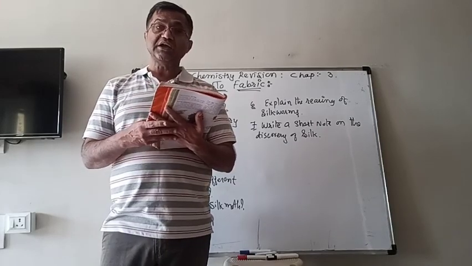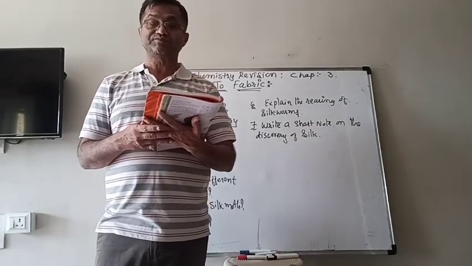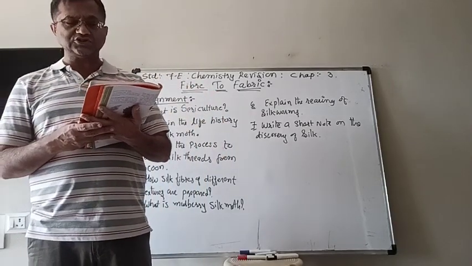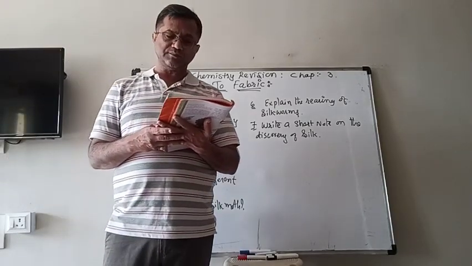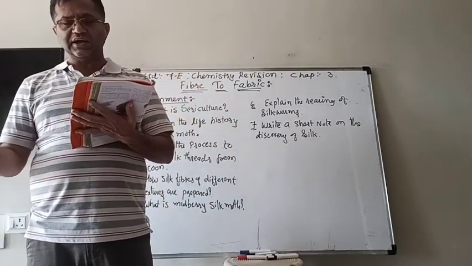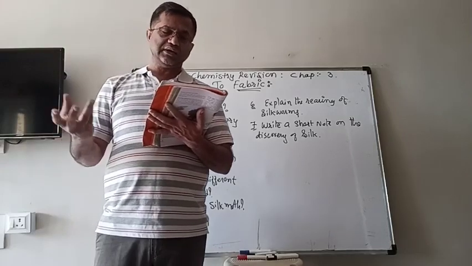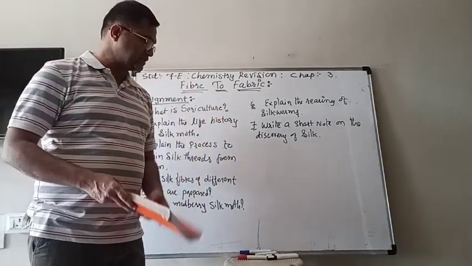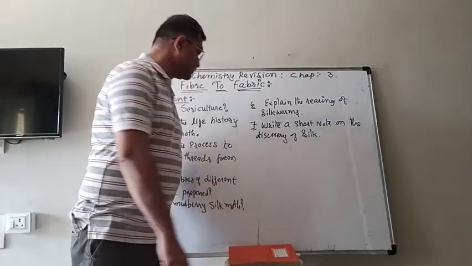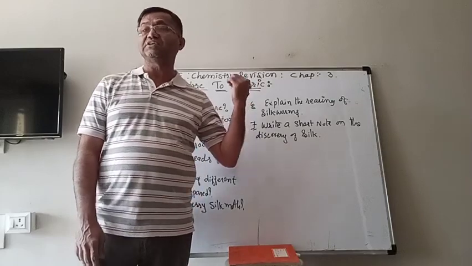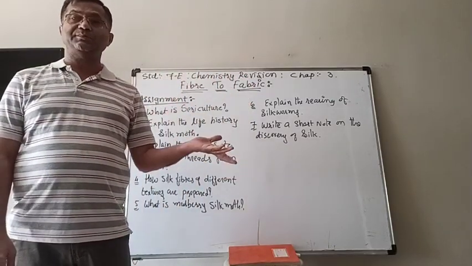Reeling is done in special machines, which unwind the silk fibers from the cocoon, and then the silk fibers are spun into silk threads and woven into silk cloth by the weavers, and then clothing materials are made from the silk. So here we discussed all the questions in the assignment.